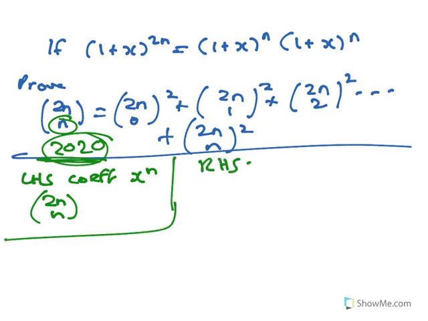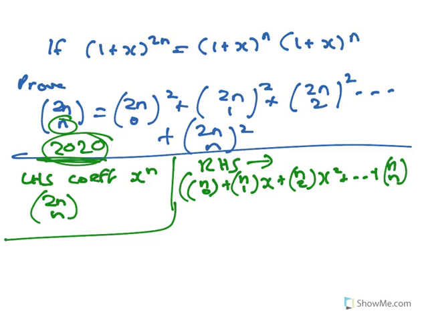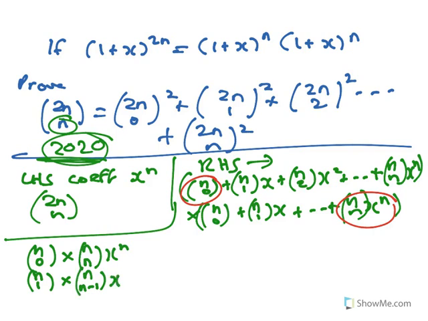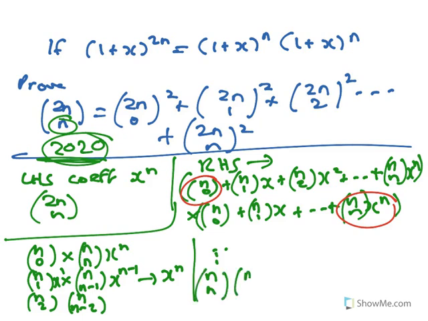If we look at the right-hand side, I'm just going to write the expansion: nC0 + nC1 x + nC2 x^2 up to nCn x^n, and we're going to times that by nC0 + nC1 x + up to nCn x^n. So nC0 will match with nCn x^n to give you an x^n. nC1 would have to go with nC(n-1), because that'll be x^1 and x^(n-1), and in total that'll give you an x^n. nC2 would go with nC(n-2), and then you go all the way down till you get to nCn and then nC0.